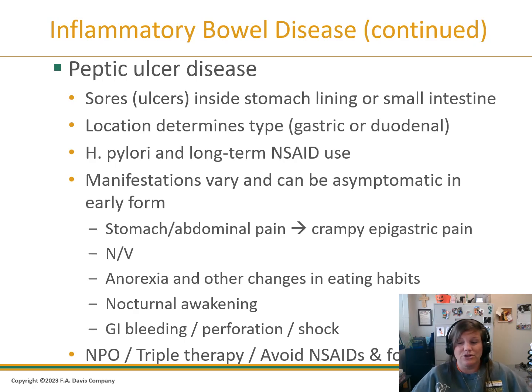So what is peptic ulcer disease? Peptic ulcer disease is when there are ulcers or sores that are located along the stomach lining or small intestine. Where they are specifically is what helps to distinguish the type. So you can have gastric ulcers or you can have duodenal ulcers. Obviously, those that are gastric are in the gastric cavity or stomach, and then duodenal will be on the duodenum. Typically, it results as a consequence of either an H.